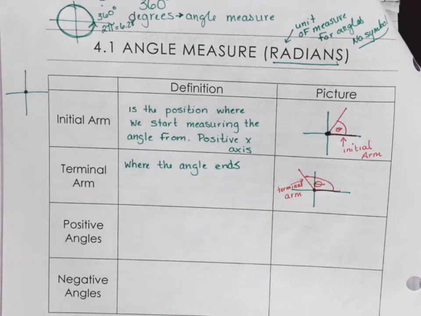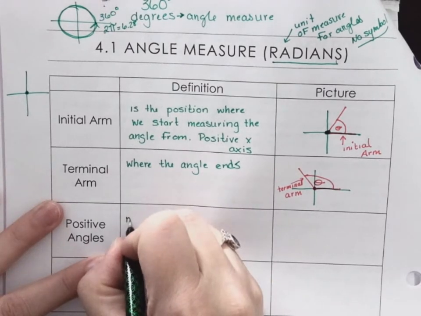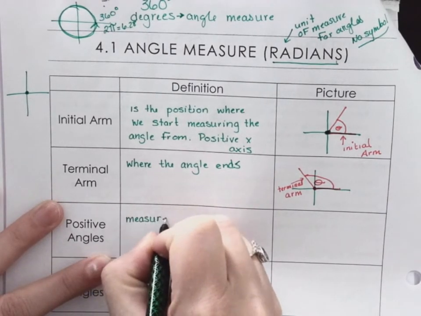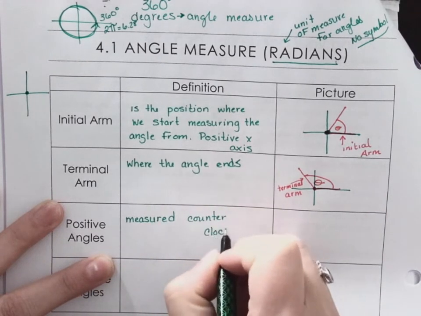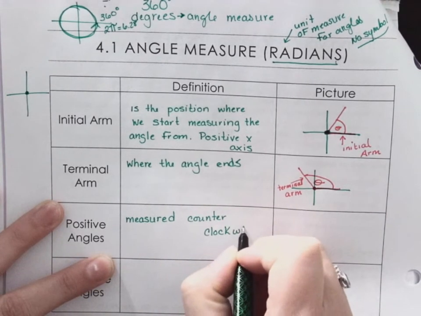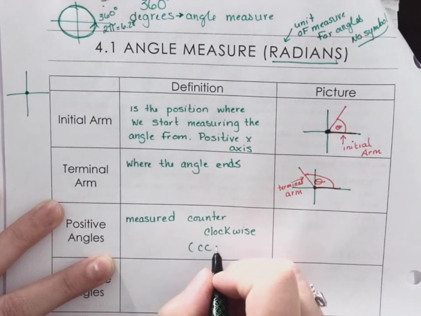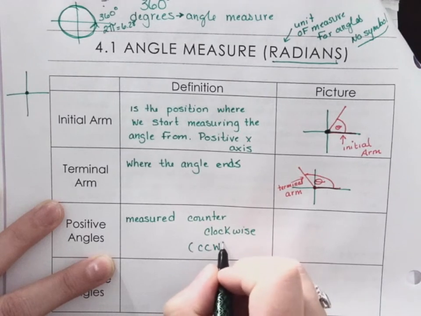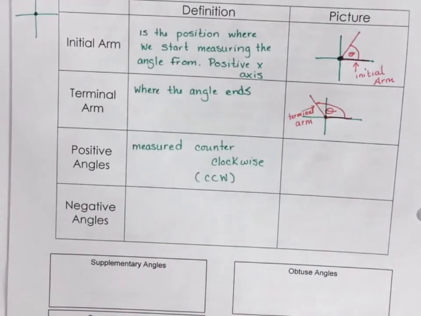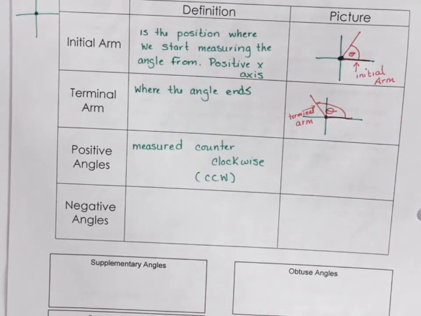There's your terminal arms. Okay, positive angles are measured counterclockwise. And the symbol for that is CCW. Just in case you ever see that, CCW means counterclockwise. It doesn't matter. It's just an informal kind of shorthand, so that if you see it or I write it, that's what it means.